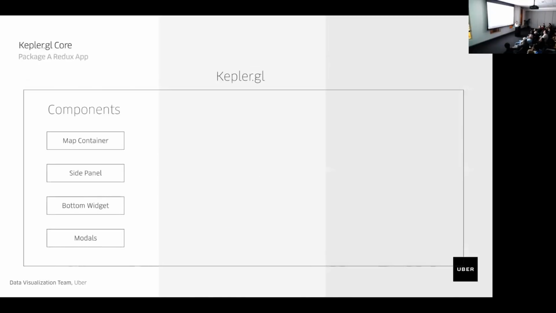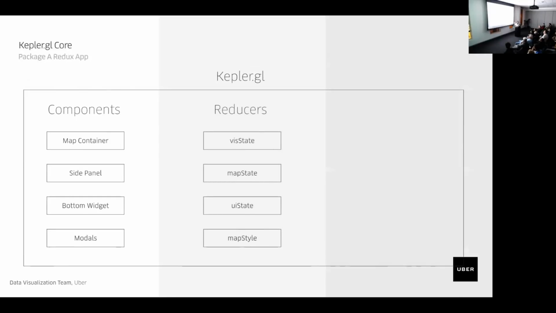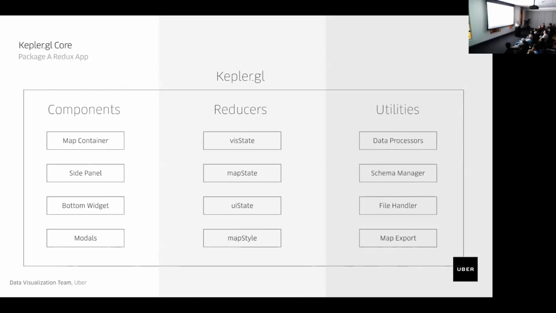Currently the Kepler.gl package includes a set of React components that include map containers, side panel, bottom widgets, models, and a set of reducers that handles the data binding, the rendering, the map rendering. And then a set of utils that has data processors, schema management, file handling, and exports.